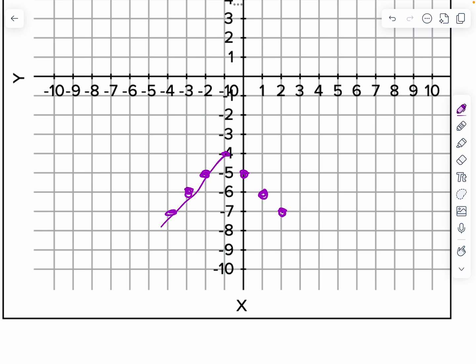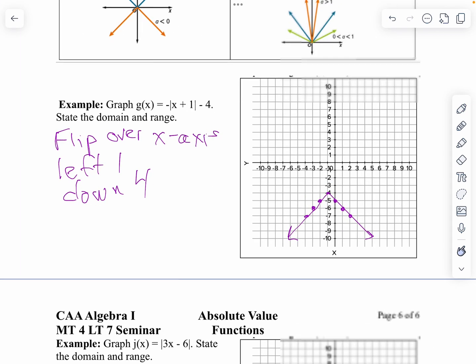So we get our V. Only really need your second point there. And there is your absolute value graph using your transformations.